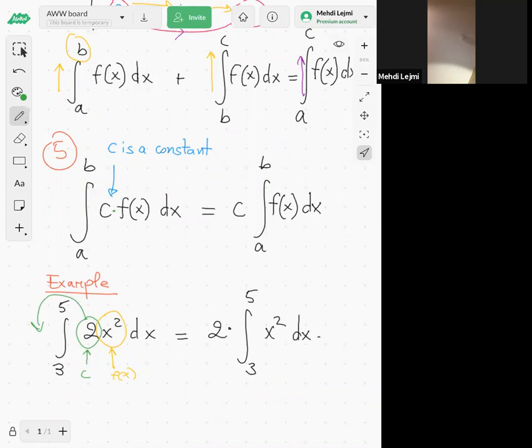Okay, we're almost done with the properties. Probably the last property, and then we take a break.